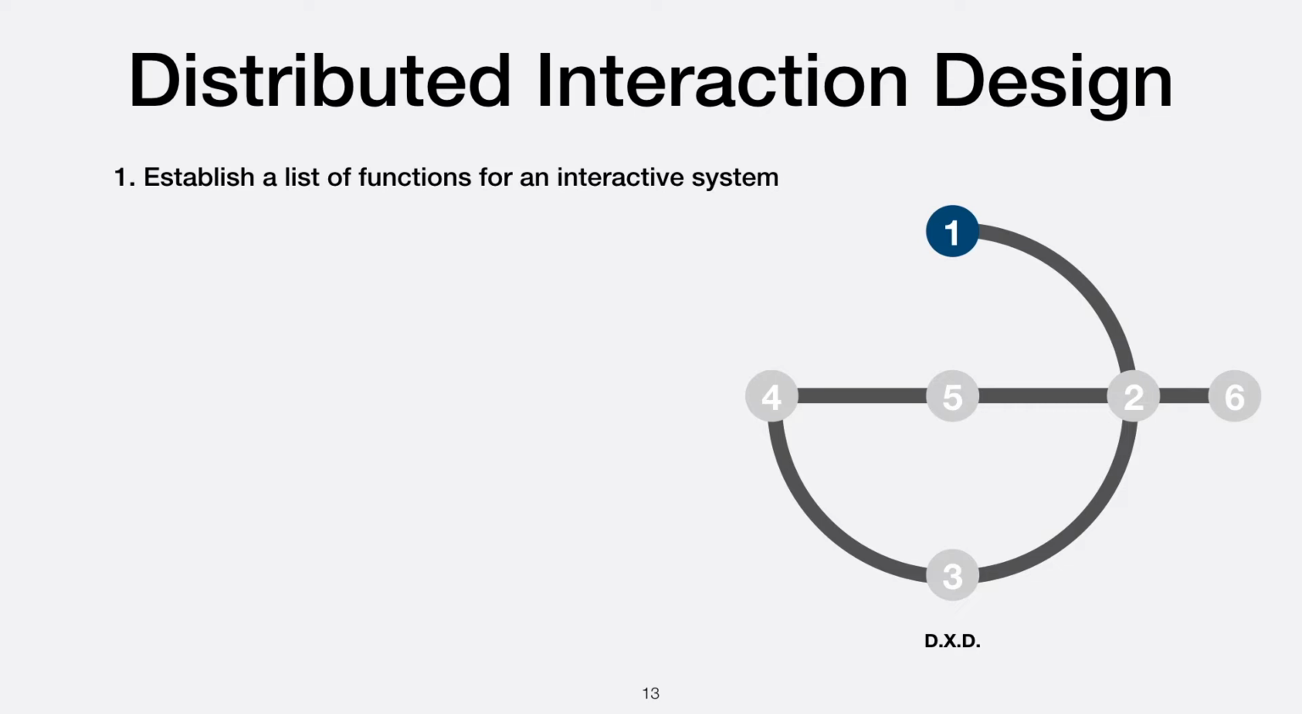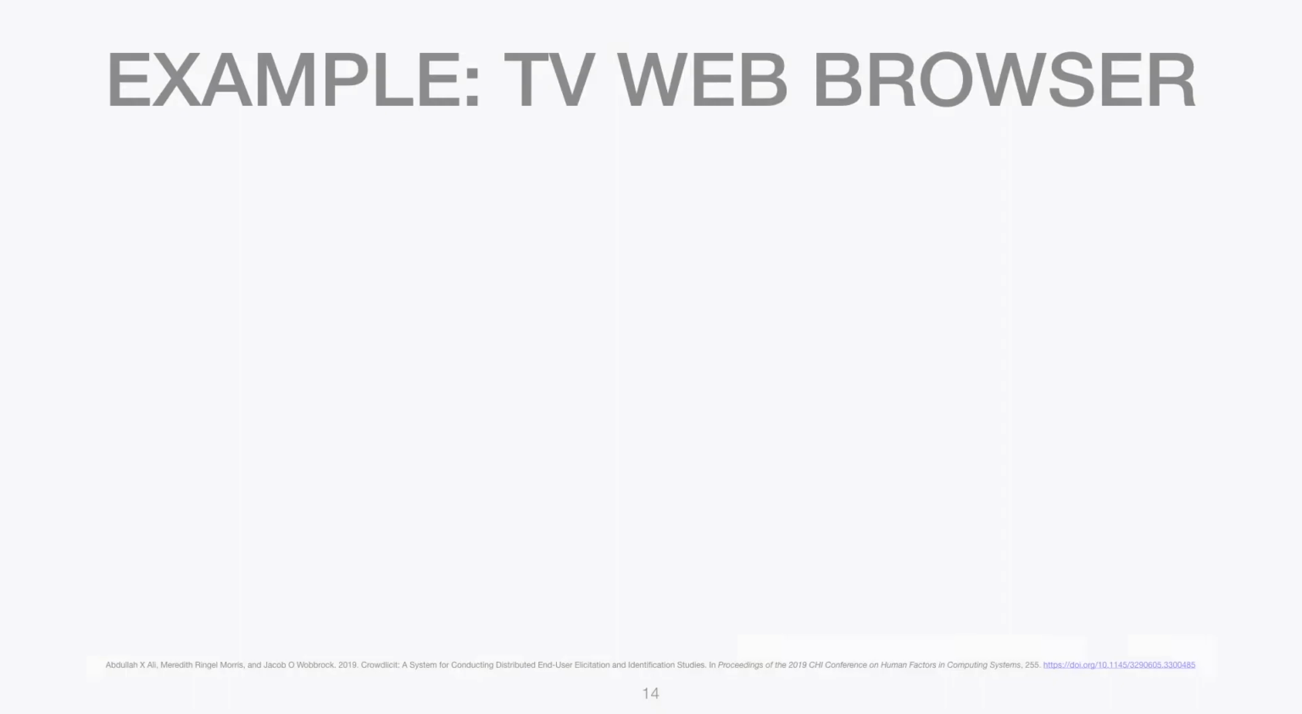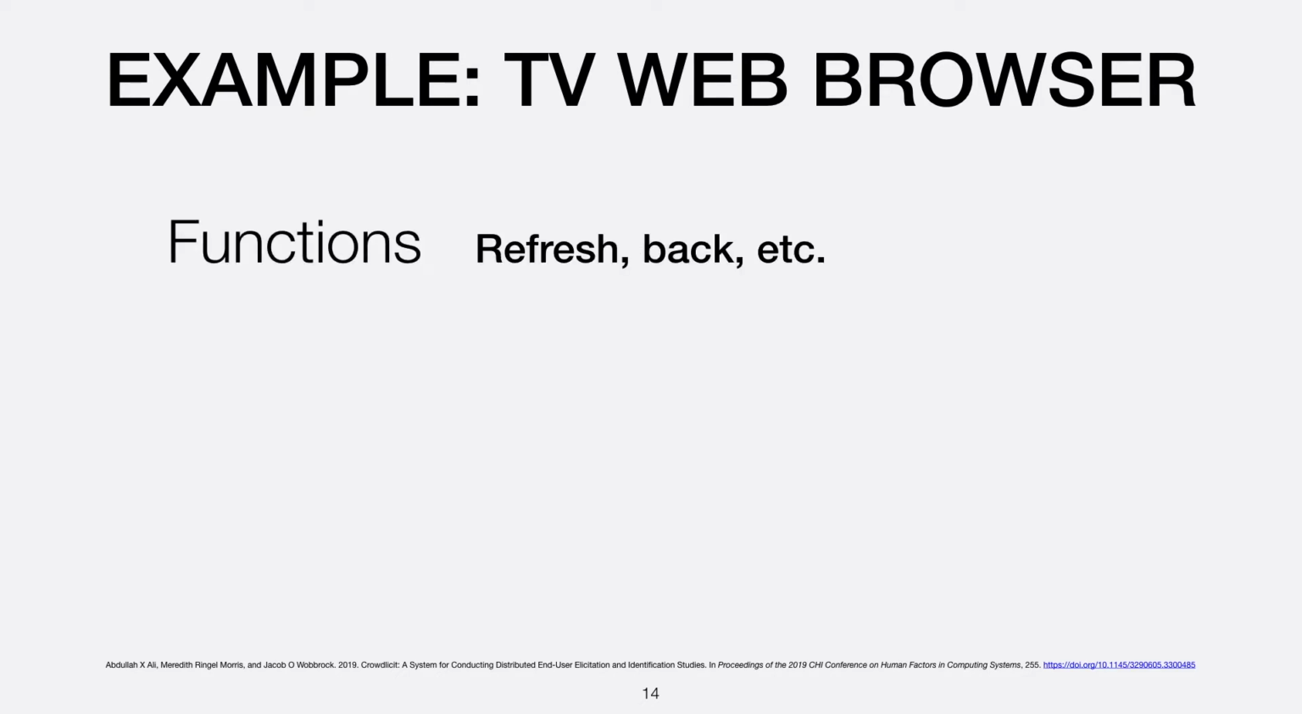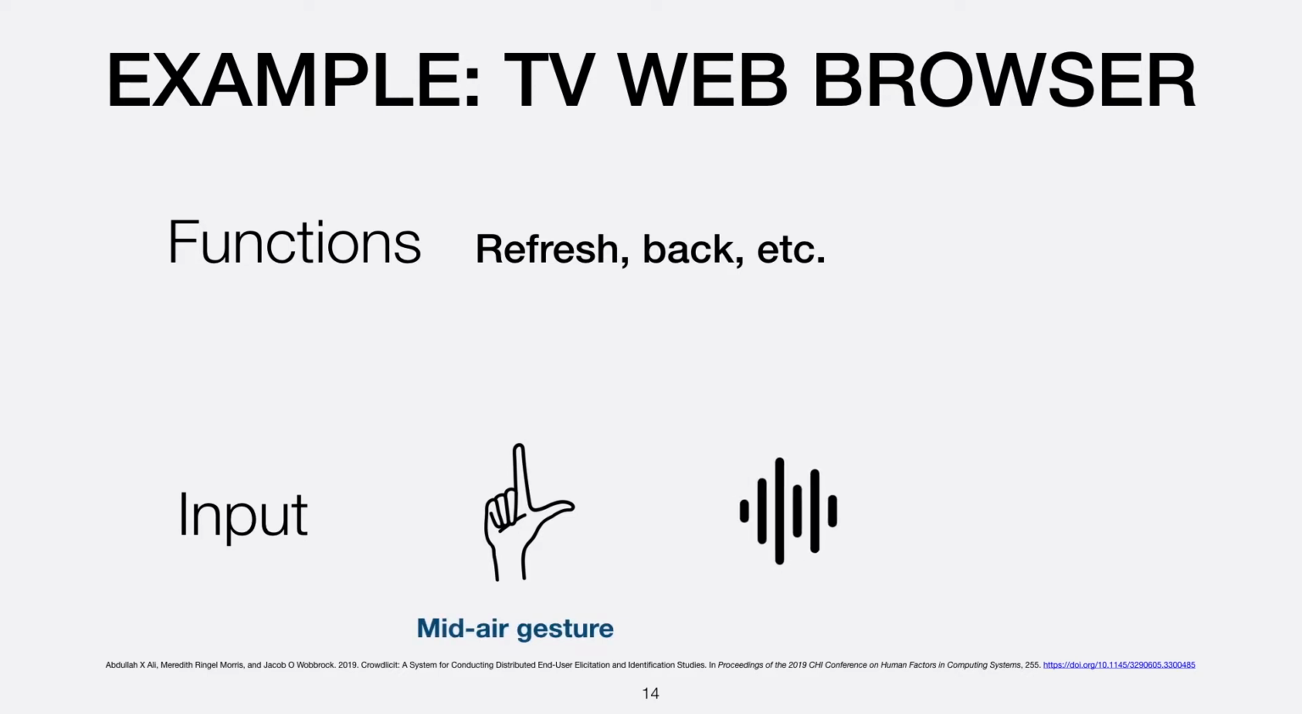So in the first step, you would establish a list of functions for an interactive system. So for example, say I have a TV-based web browser, and it performs the functions of any web browser, like refreshing a page, going back, going forward, going to a specific URL, or so on. And the way I want to interact with it, this new web browser that I'm building on a TV, is by either accepting mid-air gestural input or a voice command.